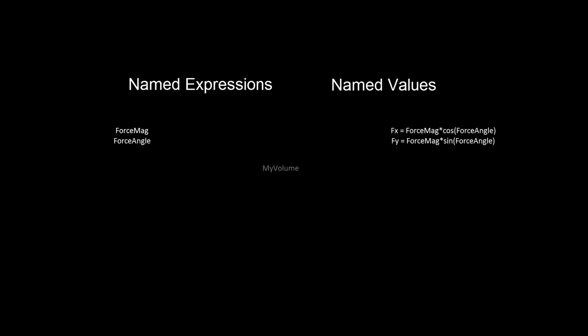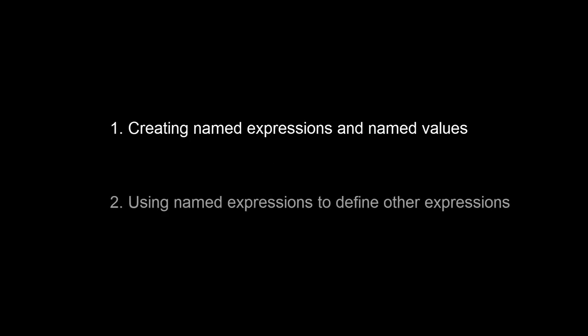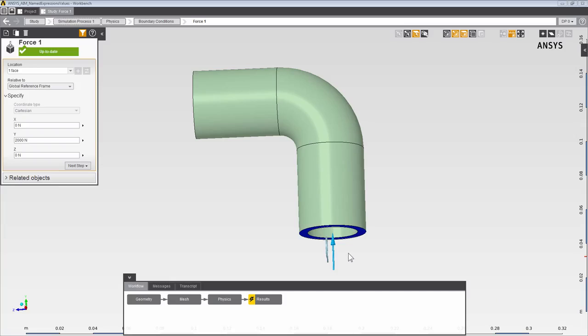ANSYS AIM gives you the ability to create named expressions and property values, which you can then reuse elsewhere in your study to build complex relationships and intermediate values. In this demonstration, you'll learn first how to create named expressions and named values, and then how to use them to define other expressions. Here, I have a static structural model with the force applied on the y-axis.